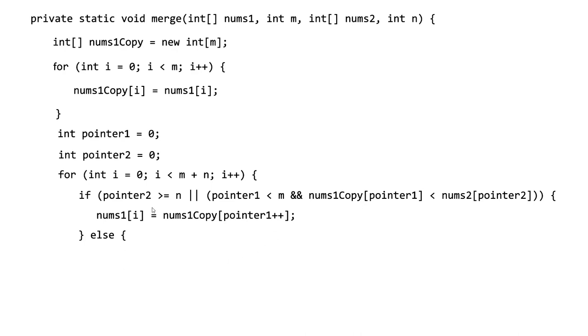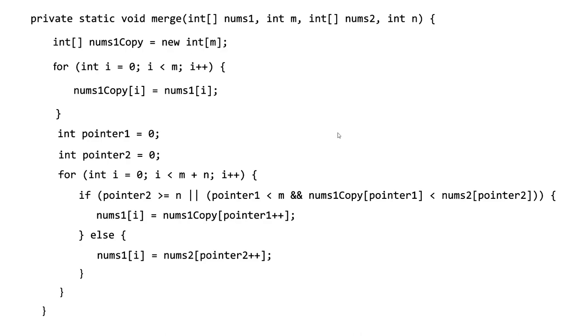Else, this means that we still have values in nums2. It means we still have numbers to go through. Pointer 1 can still have values as well, but this is basically saying that the value in nums2 is less than the value in nums1 copy, or equal. If they're both equal, it's going to go into the else statement. And so then we just put nums2, the value at pointer 2, into nums1. And that is pretty much it in the method.